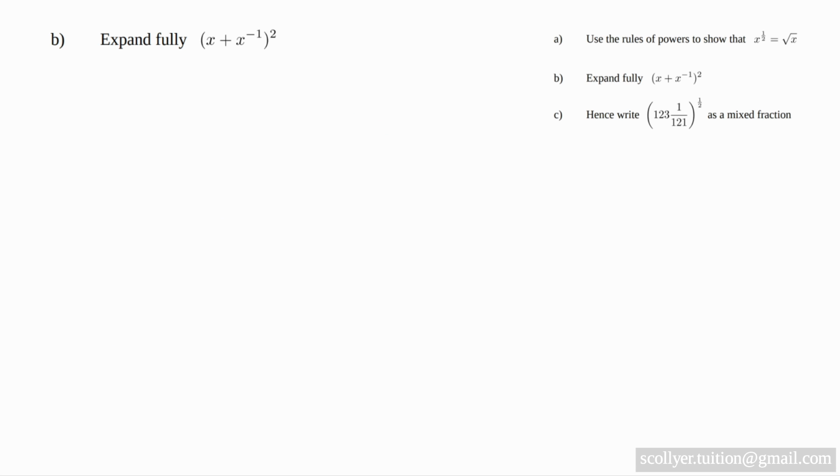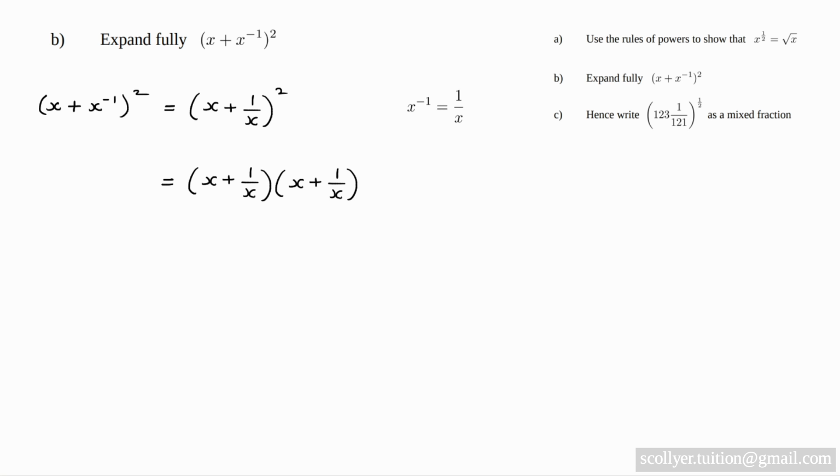Part B. Expand fully x plus x to the minus 1 all squared. X plus x to the minus 1 all squared can be written as x plus 1 over x all squared, since x to the minus 1 equals 1 over x by the rules of powers. And we can write x plus 1 over x all squared as x plus 1 over x times x plus 1 over x, which we can FOIL out as follows.